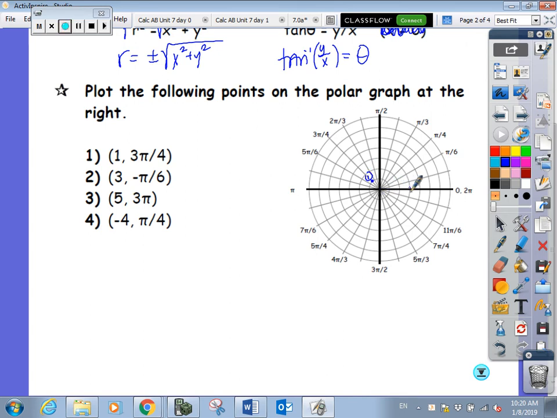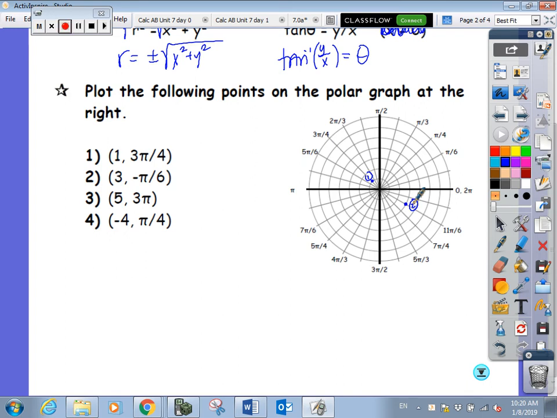1, 2, 3. Negative pi over 6. Negative pi over 6 means we go down a distance of pi over 6, which is clockwise. So there's point 2. Remember, clockwise and counterclockwise, that's going to be important because sometimes we go the other way. We start going to the left instead of the right.